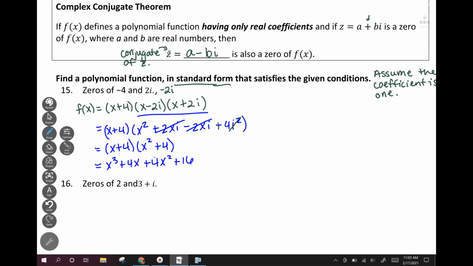I'm going to write it in standard form by rearranging the two middle terms so that my degrees are in descending order. So f of x equals x cubed plus 4x squared plus 4x plus 16.